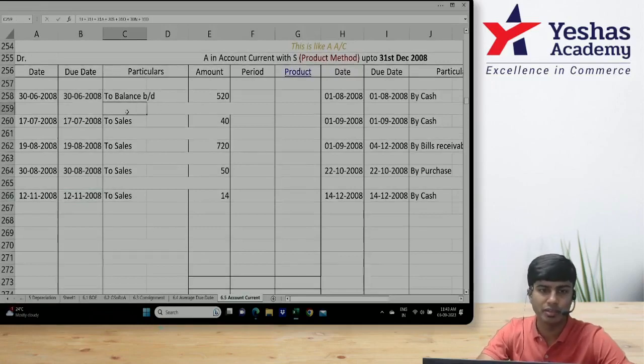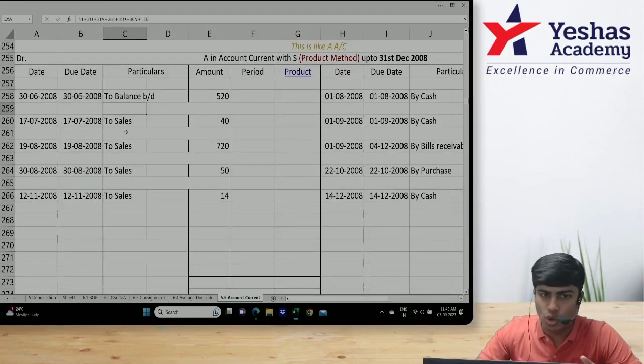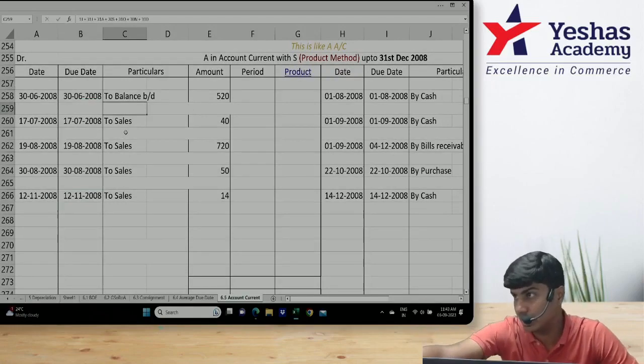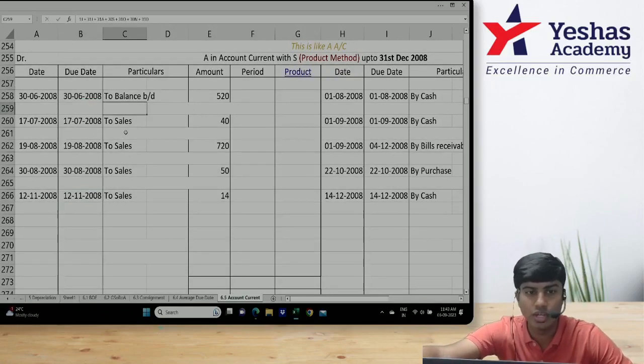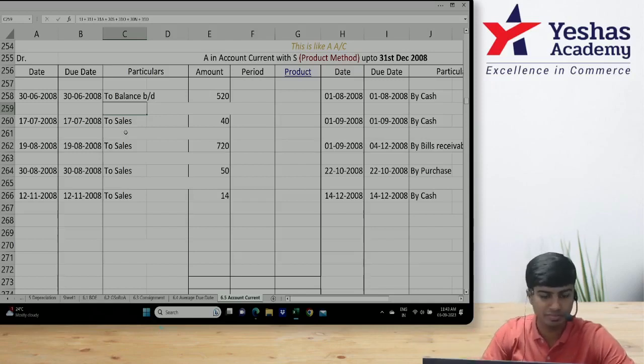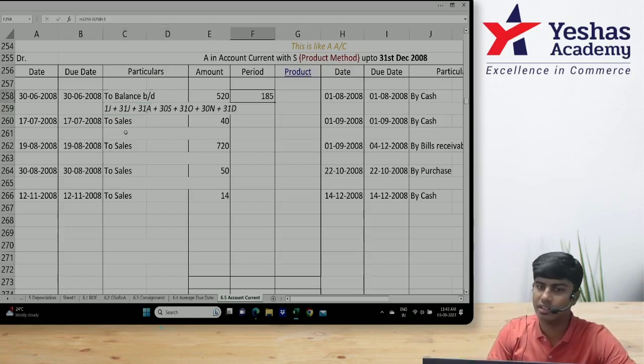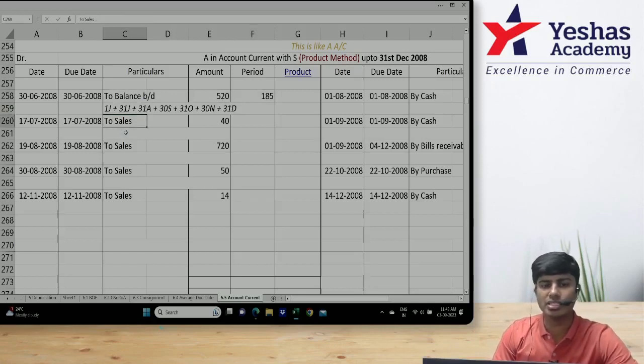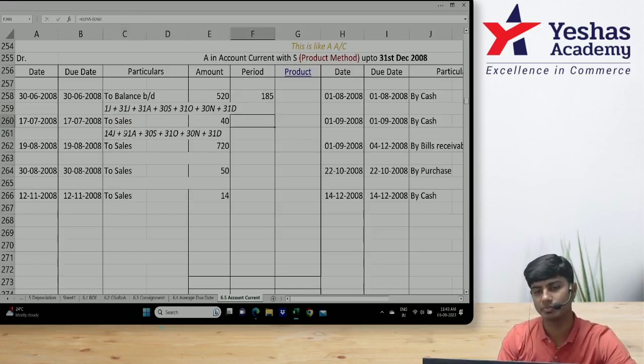How many days? June we should count 1 day, since it's the 30th. July 31 days, August 31 days, September 30 days, October 31 days, November 30 days, December 31 days. That is 185. For 17th July: 14 days in July, 31 in August, 30 in September, 31 in October, 30 in November, 31 in December.